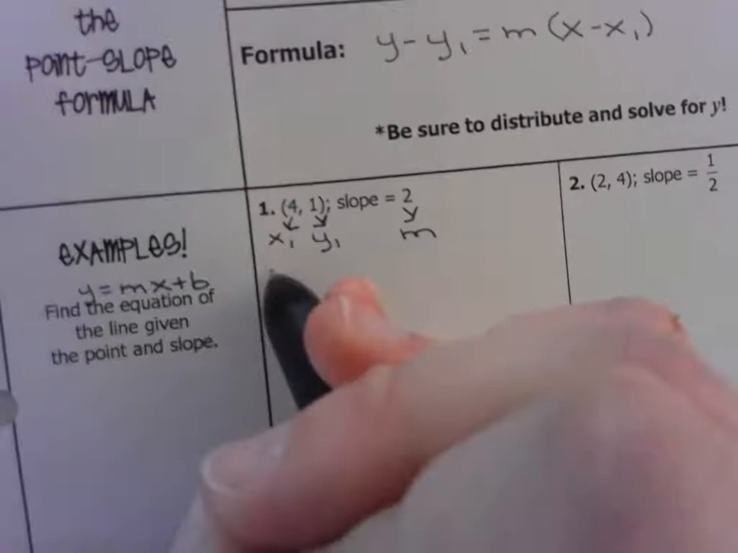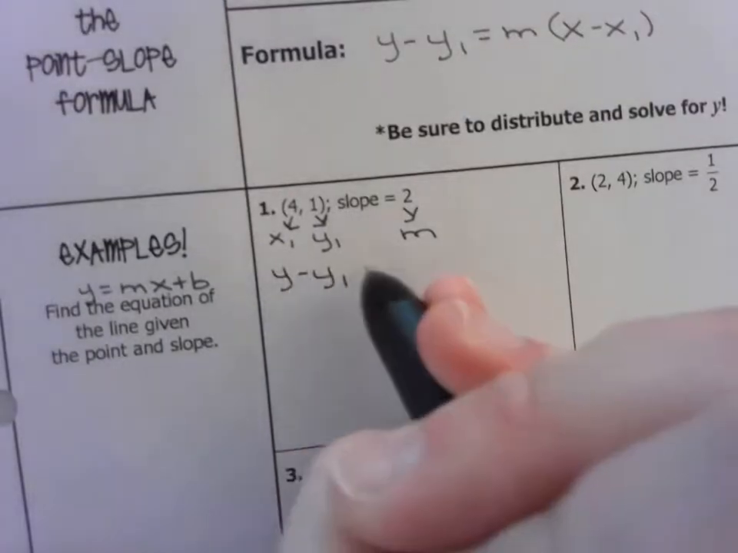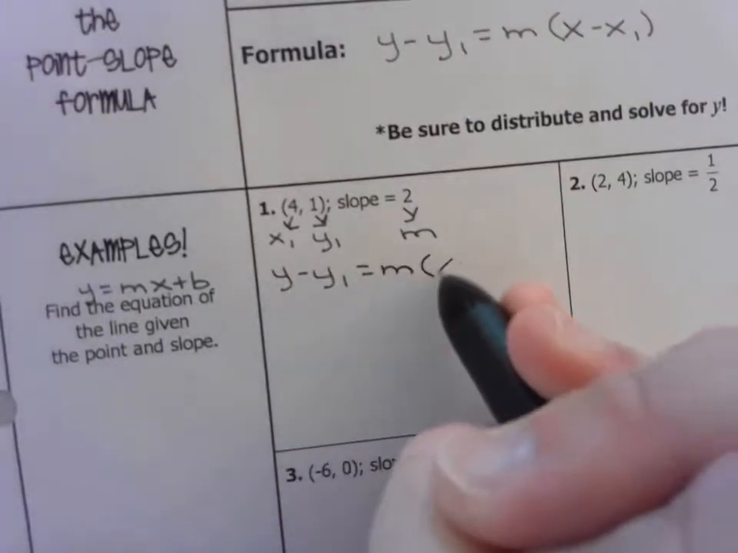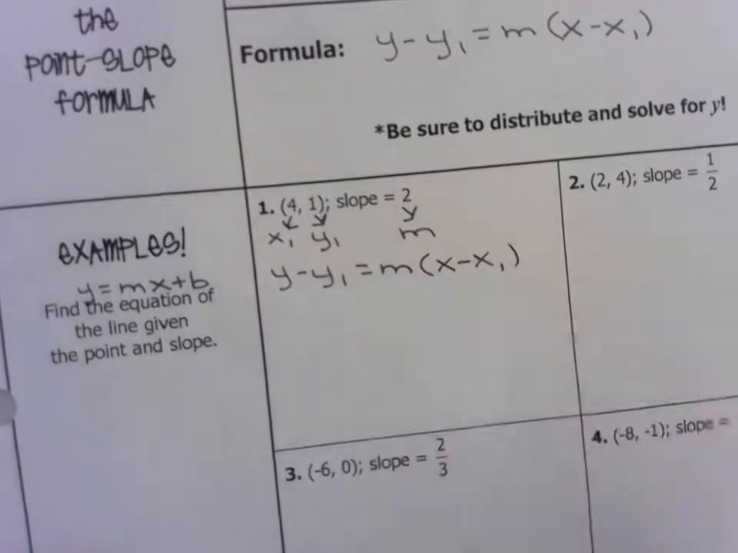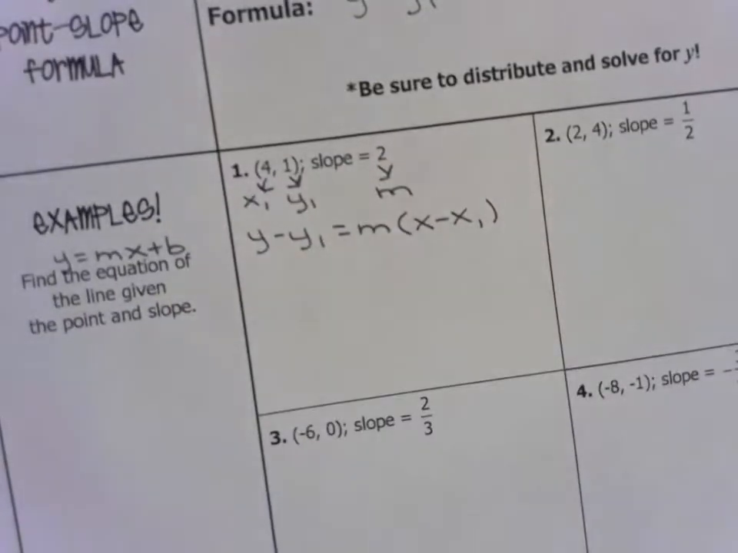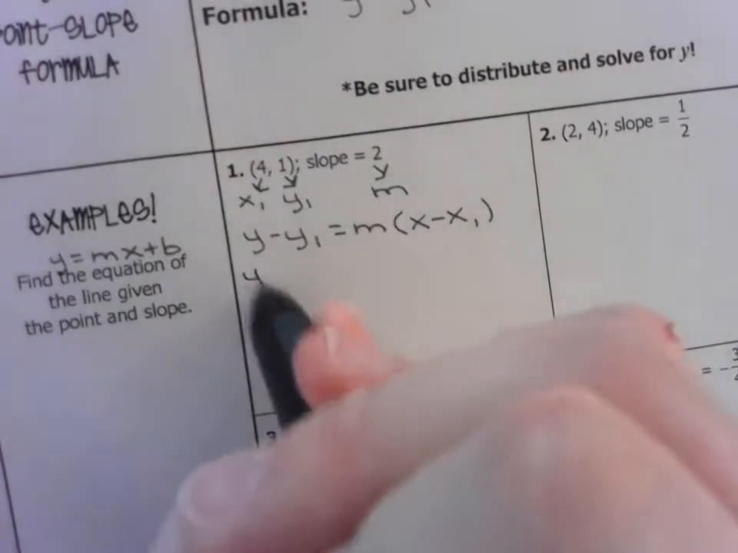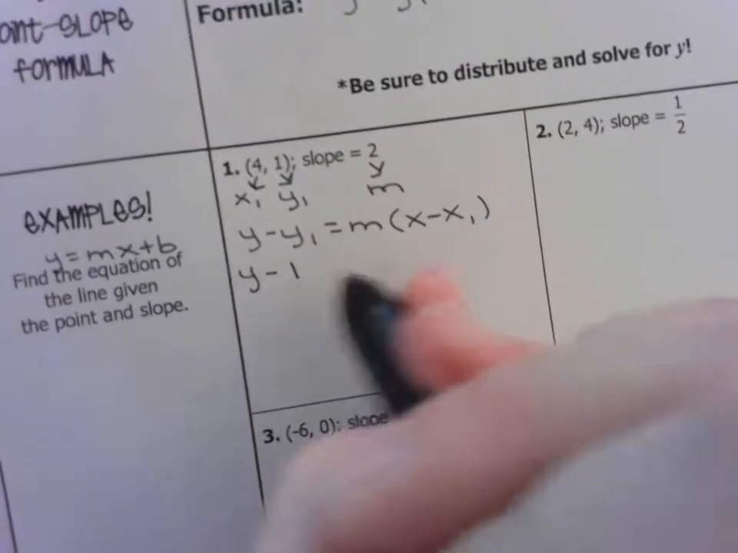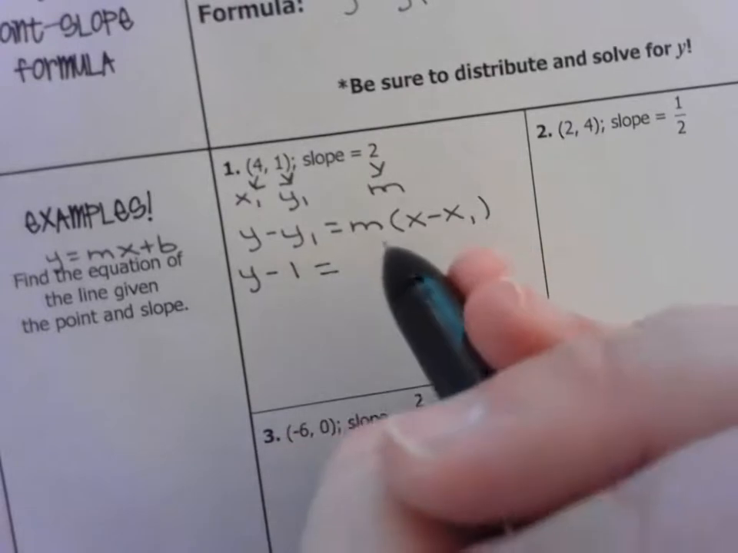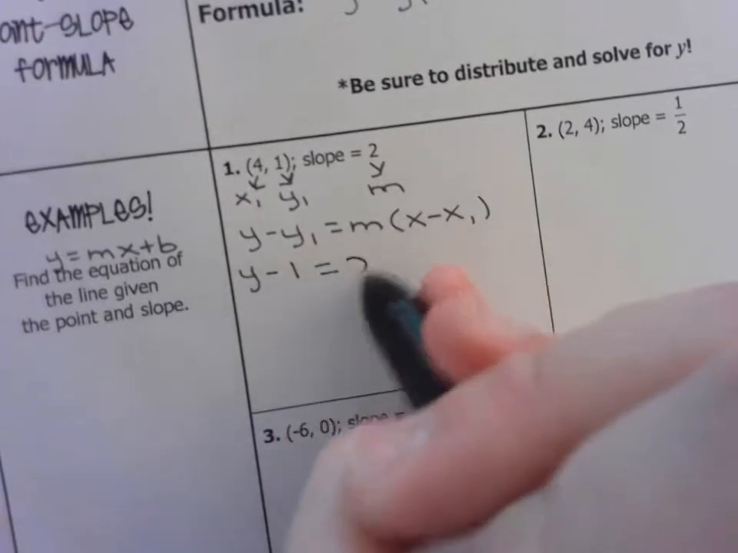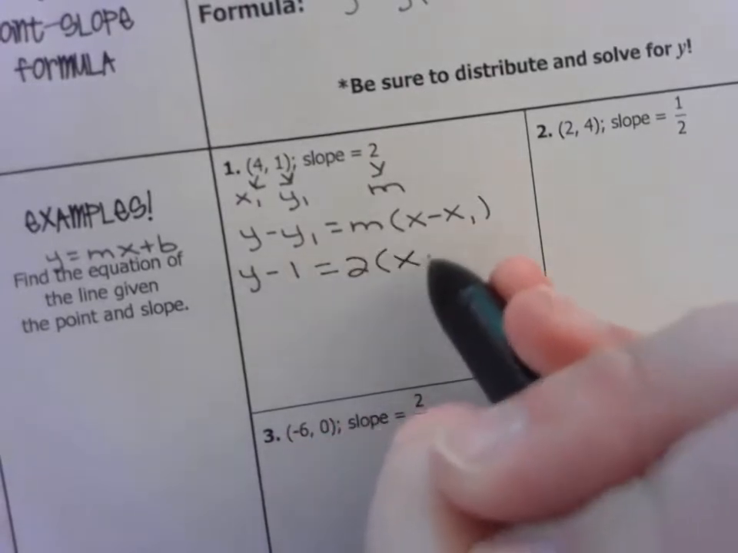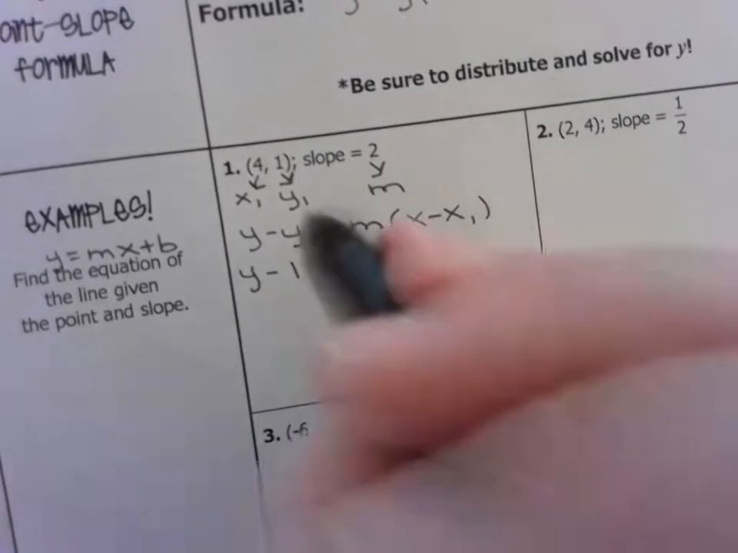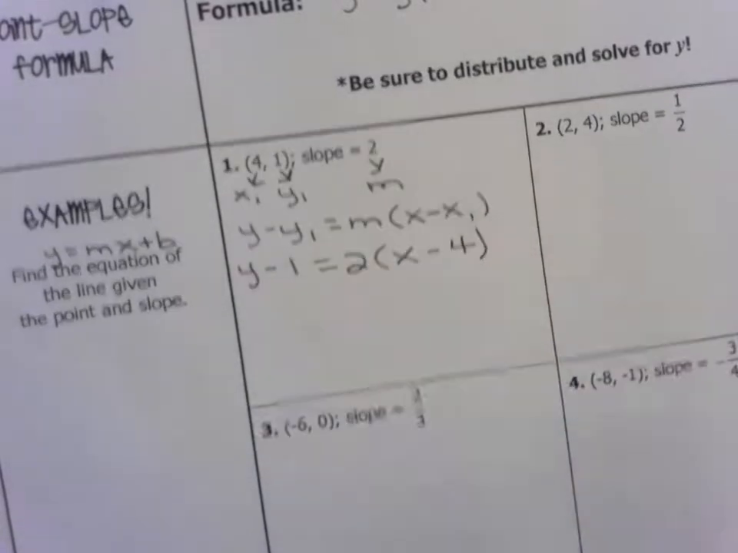So you're going to start with the equation, y minus y1 equals m times x minus x1. And we're going to plug in the information. Don't make this harder than it is. We're plugging in stuff. So I'm going to have y minus y1. What's y1? 1. So y minus 1 equals m, which is 2, times x minus, what's x1? 4. This is the starting point.